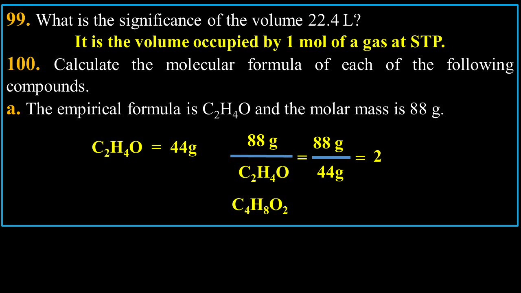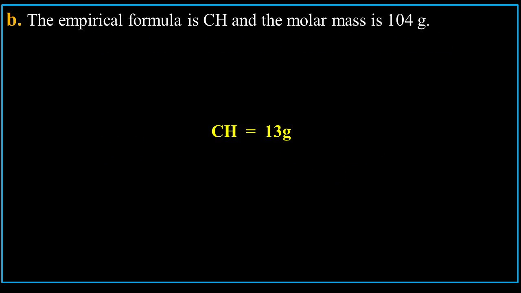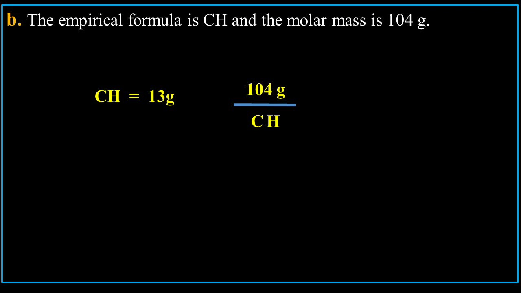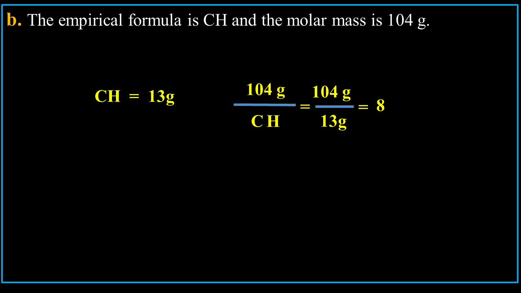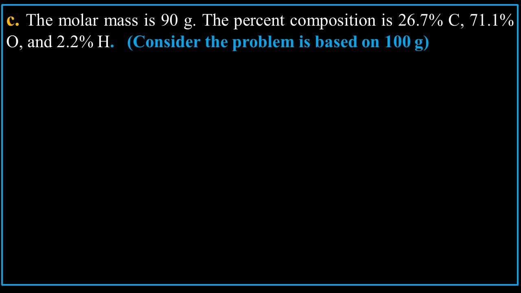All right, looks like we're going to have at least more than one here. Okay, the next one is the empirical formula is CH, and the molar mass is 104. So CH is 13. Let's find the multiple. 104 divided by 13 is going to be 8. So it'll be C8H8. C8H8 will be the value for that.